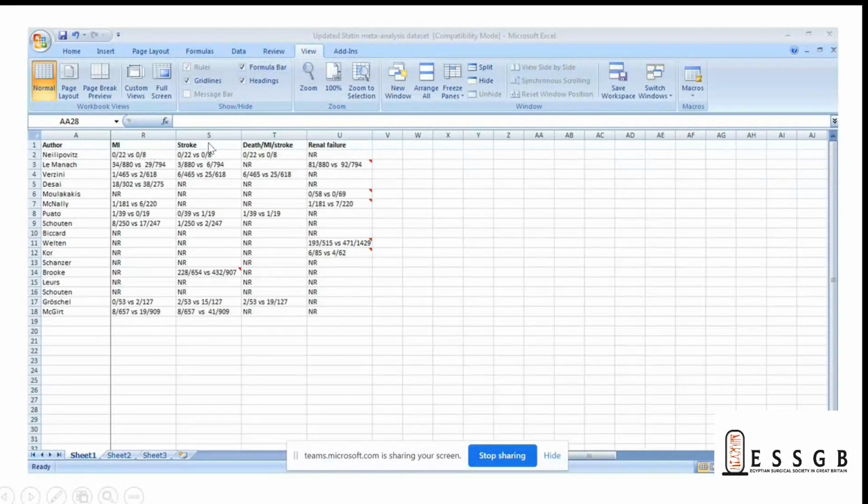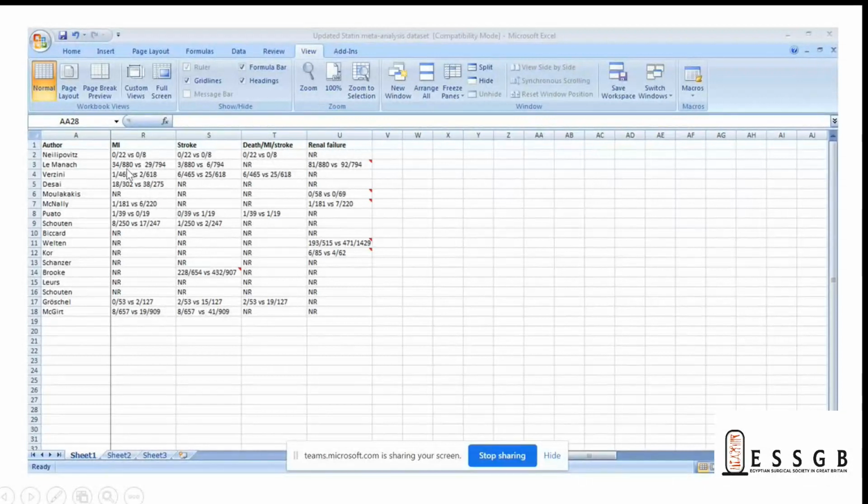I'm just going to randomly jump to this one, a study of stroke. It means that in the statin group, there were 228 strokes, and the total number of patients in the statin group were 654. On the other hand, in the no statin group, you have 432 patients who developed a stroke, sadly, and 907 patients were included in the no statin group. That is the only data you need to require from each outcome.